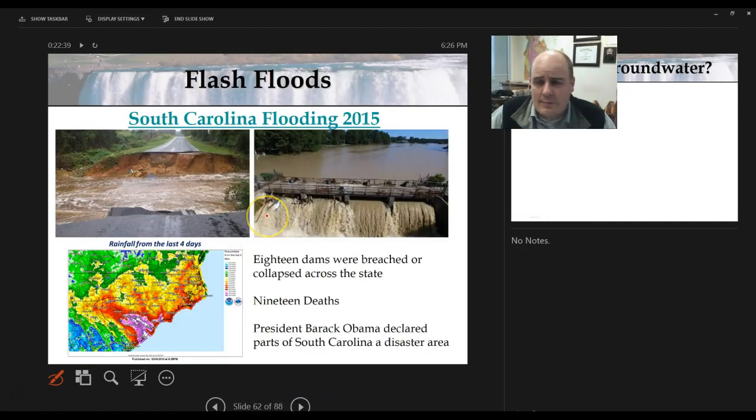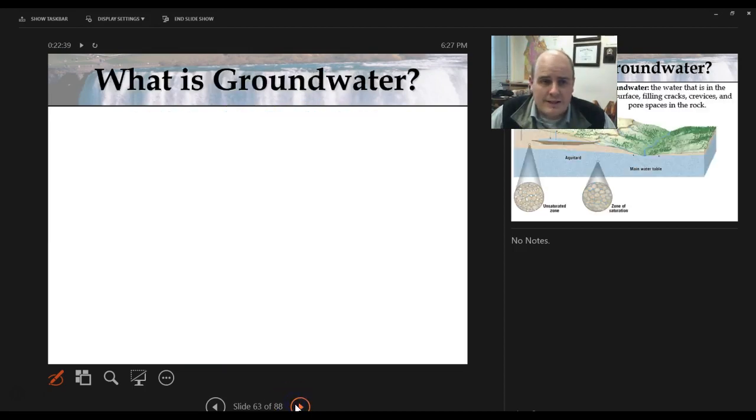Now here's an example of what we call flash flooding. This actually occurred back in 2015, where 18 dams were breached and collapsed in South Carolina, and some even in North Carolina. We had these massive flash floods that actually wiped out some of these rivers, bridges and dams, and destroyed the area. If you want to watch a video about this, it's back in 2015. Same thing happened during Hurricane Matthew. We had flash floods in that area.